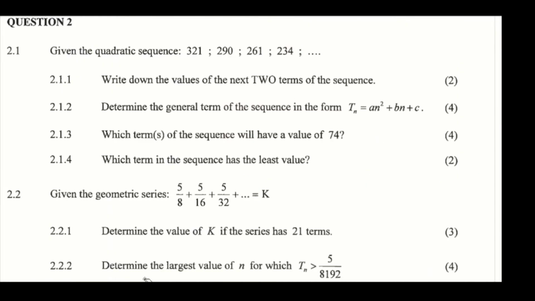We're going to do question 2, and we're given this quadratic sequence of 321, 290, 261, and 234. So the sequence continues. In 2.1.1, we are asked to write down the next two terms of the sequence. So what we're going to do is, you have 321, 290, 261, 234.